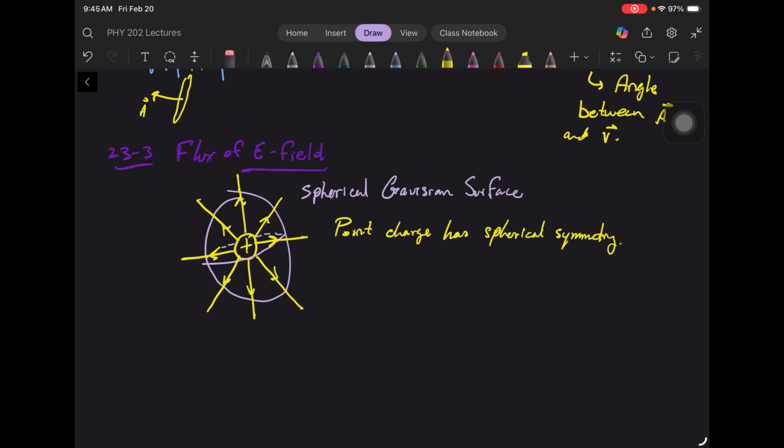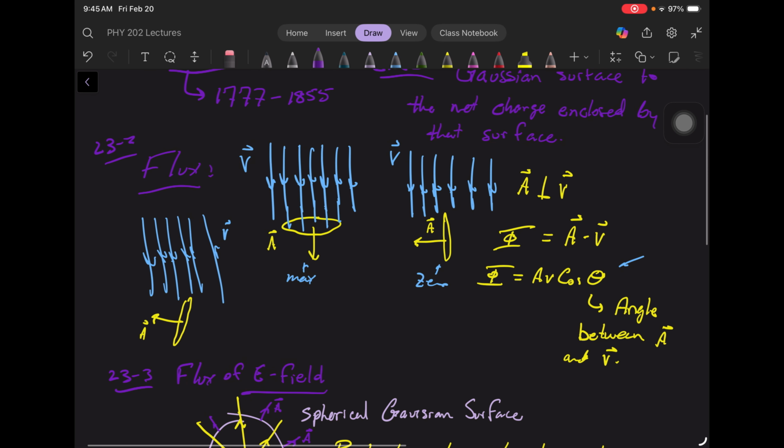And so what we get from that is that everywhere along this surface, the area vector is going to be pointing out, and the electric field is pointing out. And so everywhere along this sphere, the area vector is parallel to the electric field, right? And as we saw, area parallel to E gives us the max, right?